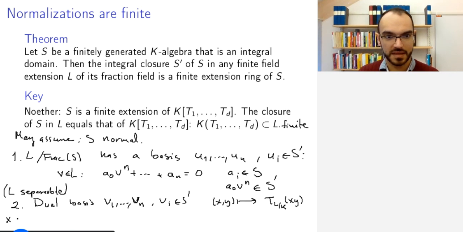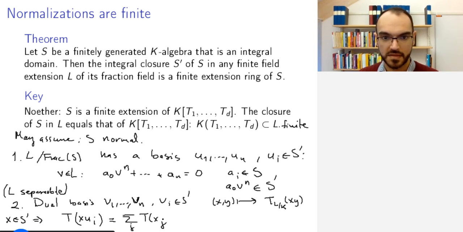Well, if I take an x in S prime, then I multiply x by ui and take the trace. I'll skip the subscripts. If I then expand x in this other basis, then this will be the trace of the sum of xj times ui vj. But since these bases are dual, moving out this xj, I get the trace of the product, which is the Kronecker delta. So this is nothing but xi.